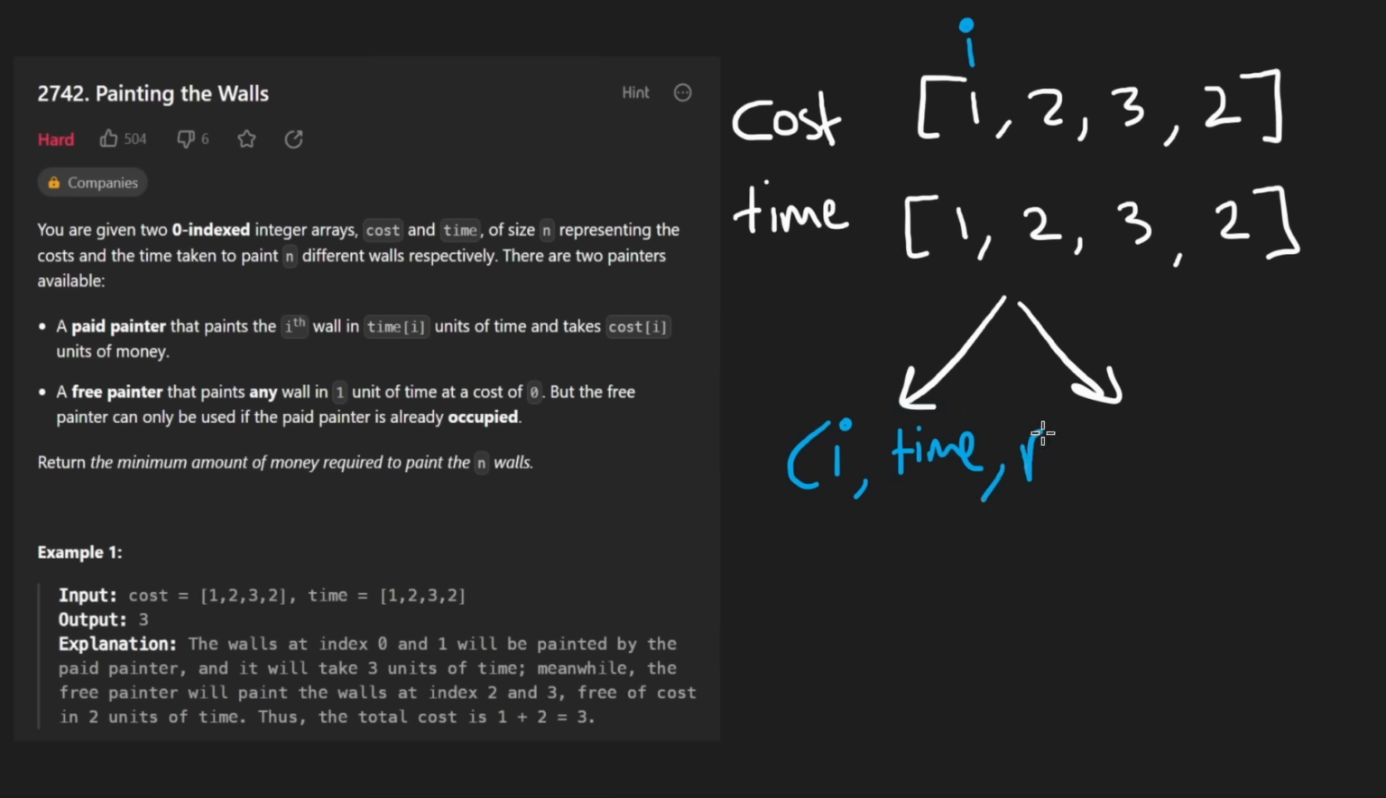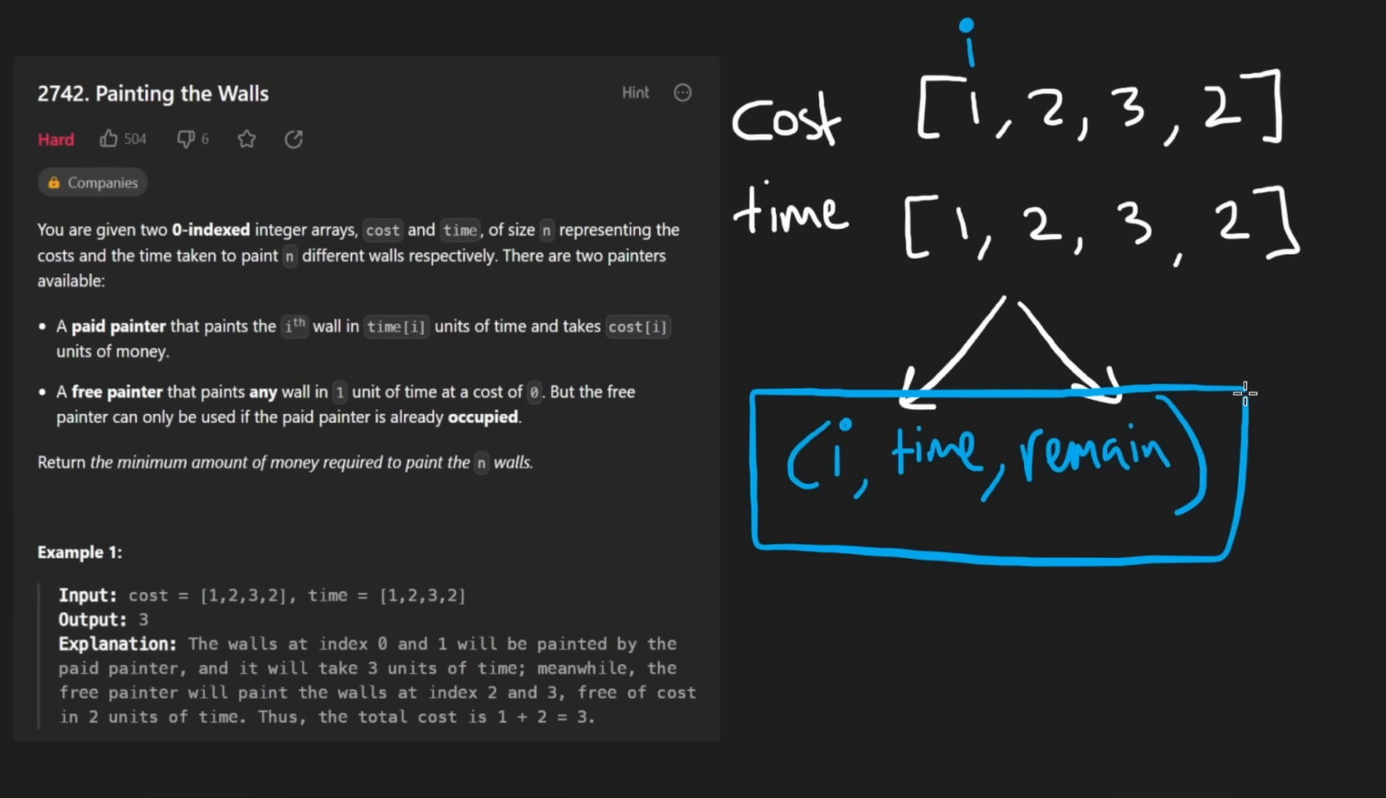And lastly, we have to keep track of how many walls are remaining. That should be pretty easy to keep track of, shouldn't it? Because initially we start with n walls. Every time we actually choose a wall to paint, we can take n and decrement it by 1. Initially, it seems like we need 3 variables, and I will say that this is probably the part that makes this a hard problem.